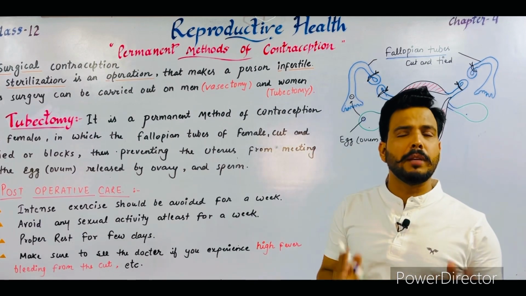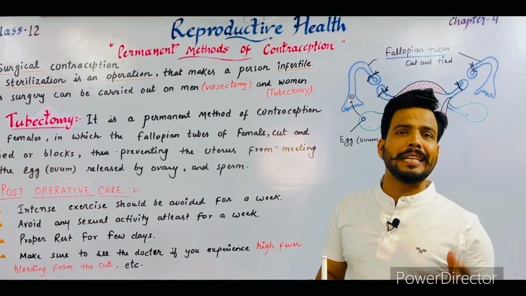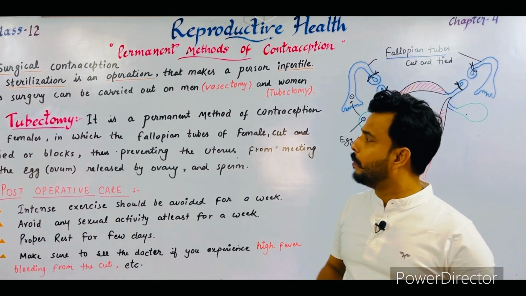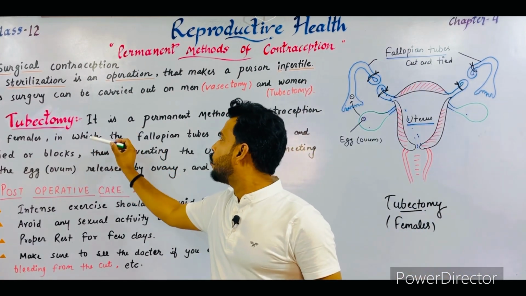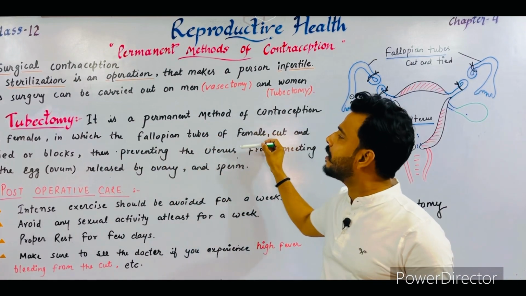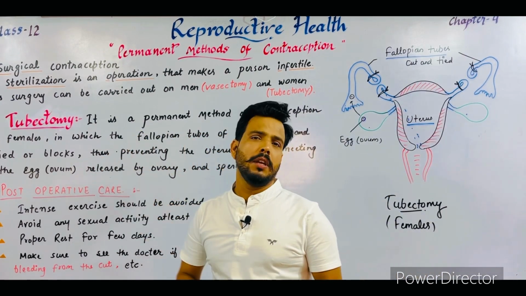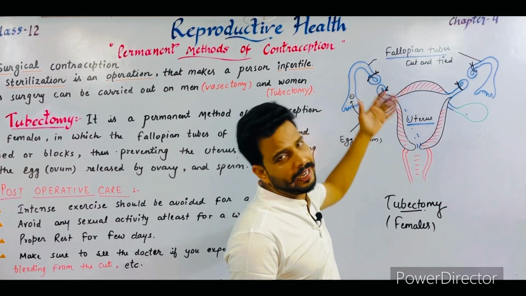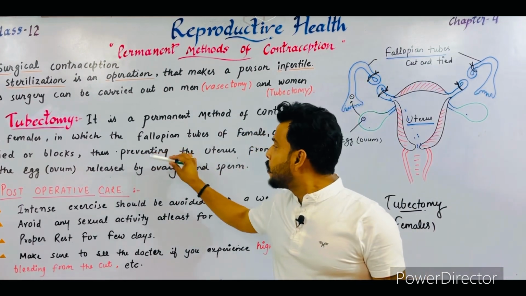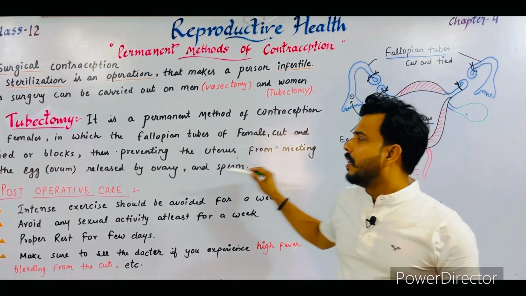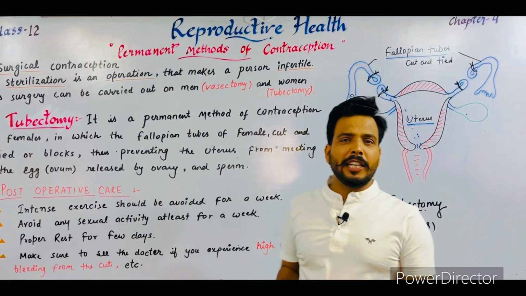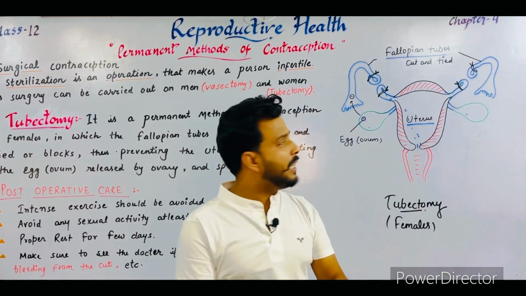It is a surgical and permanent method, also called permanent sterilization in the female, of contraception or birth control, in which the fallopian tubes of the female are cut, tied and blocked. The fallopian tubes of the female are cut and tied, thus preventing the egg or ovum released by the ovary from meeting the sperm. And it prevents the meeting of sperm and ova inside the uterus.